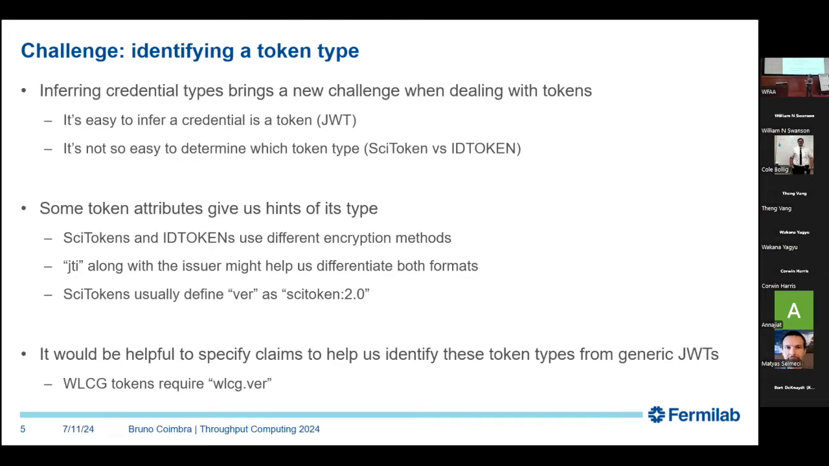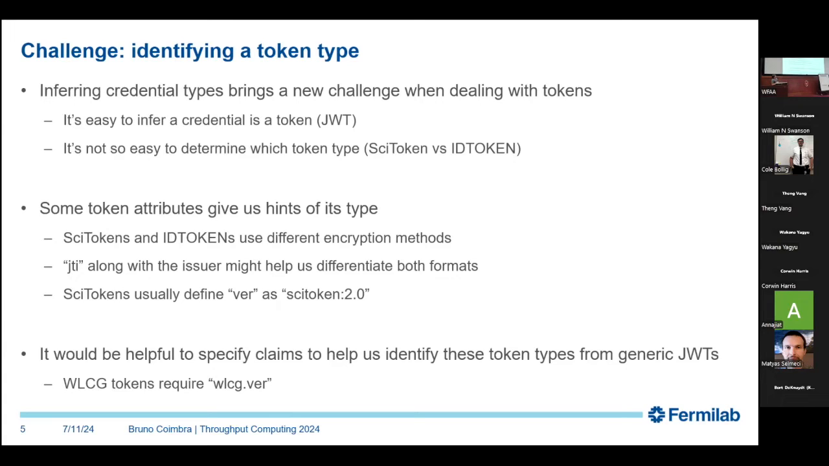We had pretty good success in figuring out if a credential is a token, basically a JWT, but it's not so simple for us to define if something is a SciToken versus an ID token. Well, SciTokens actually have a few claims that can help us identify it. We require something like a ver, which has a profile and a version, usually SciToken and a number. So that's a pretty good hint.